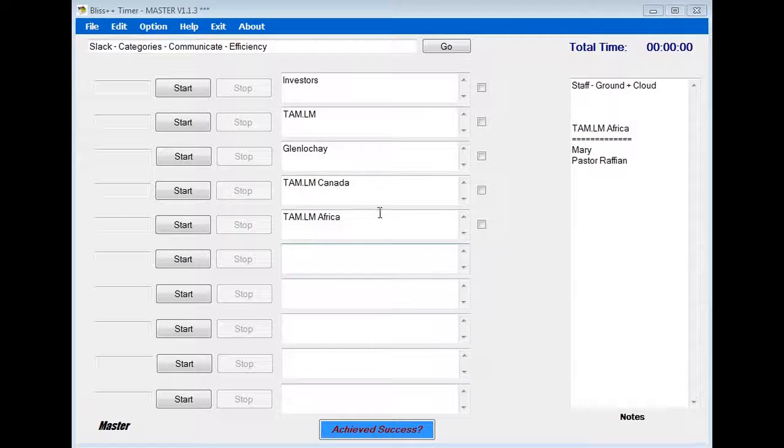Ladies and gentlemen, Lord Kozan here, and we've got Bliss Plus Plus Timer open, our project management software at Try a Million.